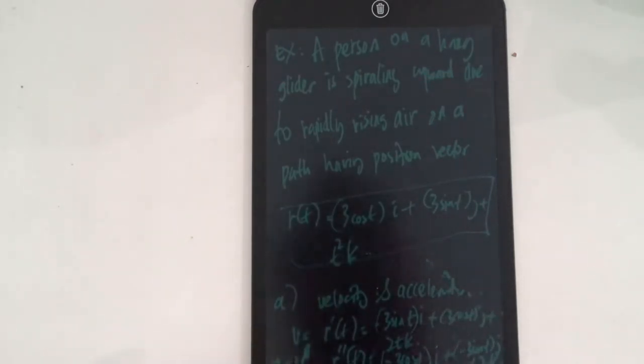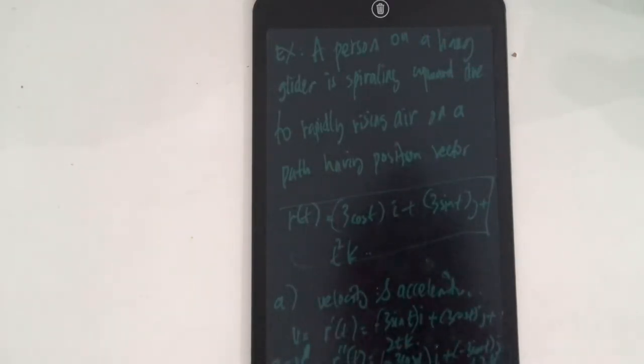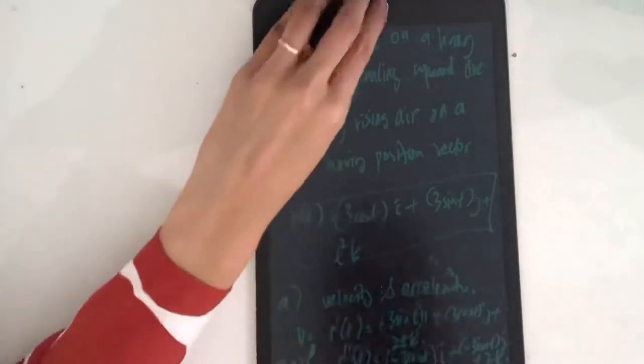Maybe some of you cannot see what I wrote here, so I will say it out loud. r prime is equal to negative 3 sin t i plus 3 cos t j plus 2t k. That one is for velocity. And for acceleration is negative 3 cos t i plus, or minus, if you open the bracket it should be minus, negative 3 sin t j plus 2k. So that is the first one.